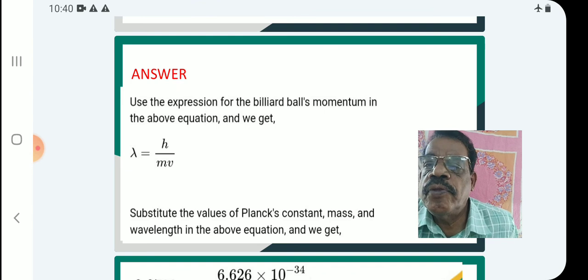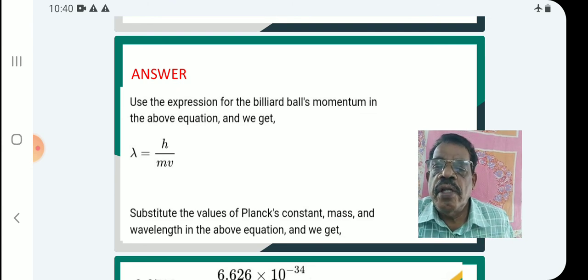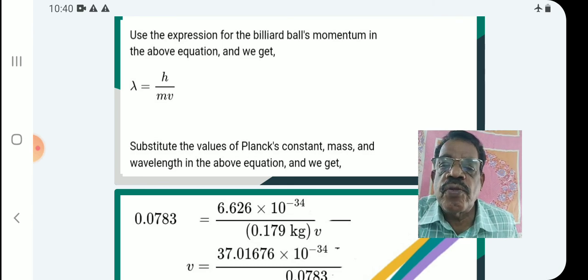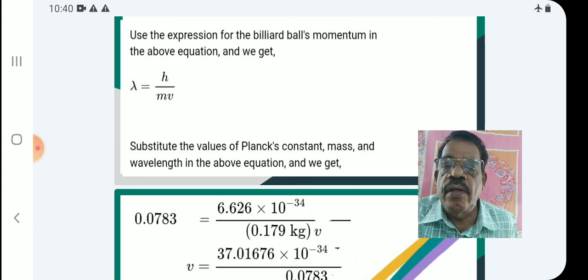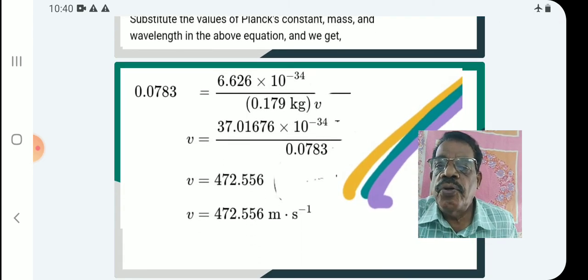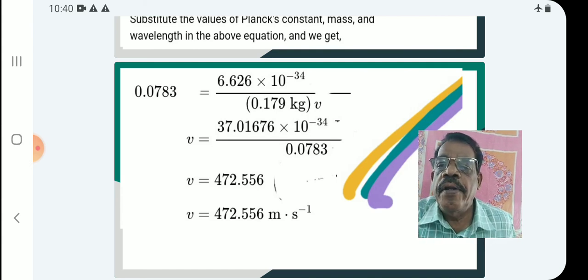Answer. Use the expression for the billiard ball's momentum in the equation. That is lambda is h by mv. Substitute the value of Planck's constant, mass, and wavelength in the above equation. We get 0.078, where the wavelength in centimeter is converted into meter by dividing it by 100.